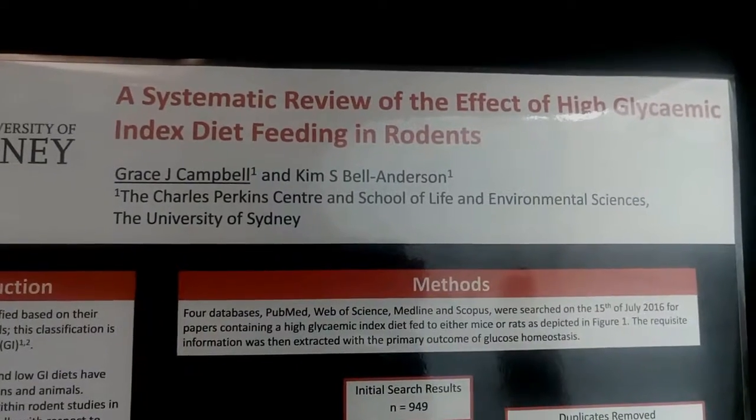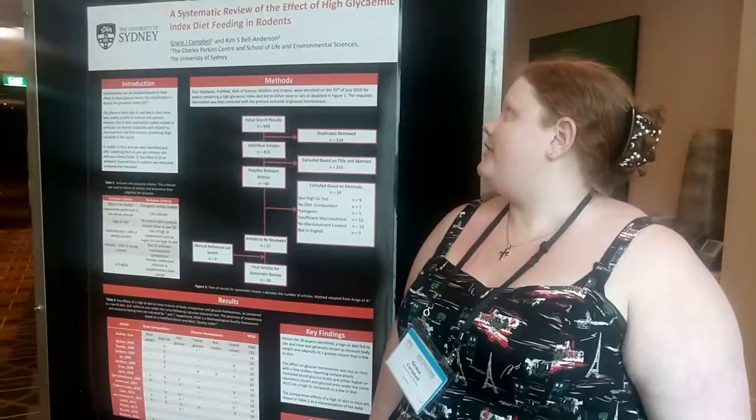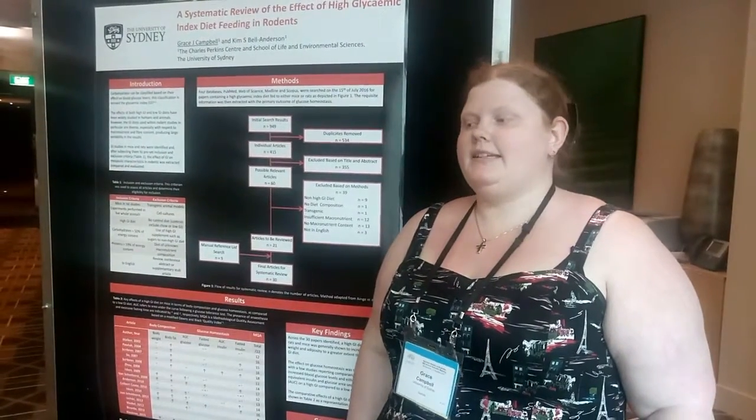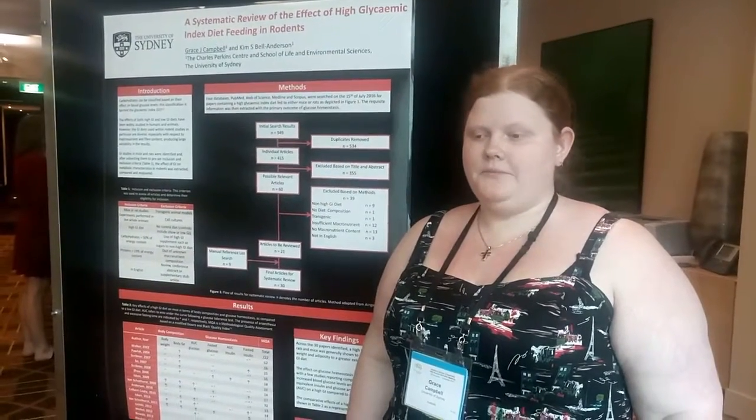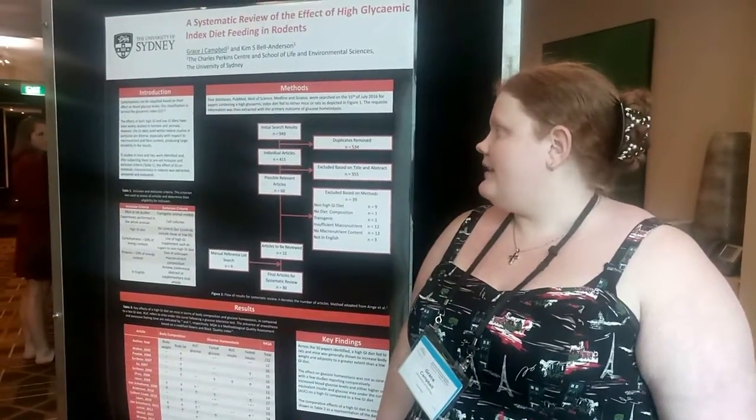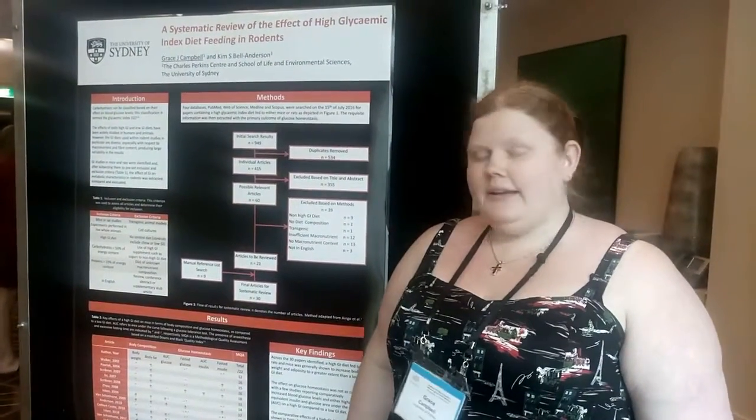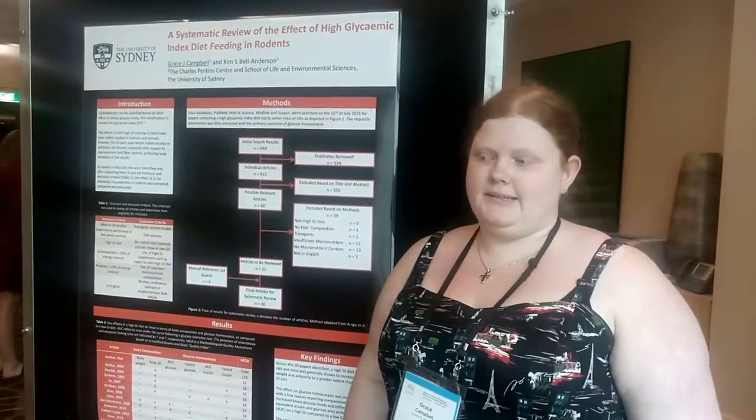In my study, I conducted a systematic literature review to look at the effect of a high glycemic index diet on metabolic characteristics such as body composition and glucose homeostasis in mice and rats. So we looked at 4 databases: PubMed, Web of Science, Scopus and Medline, and we used preset inclusion and exclusion criteria to select our studies.